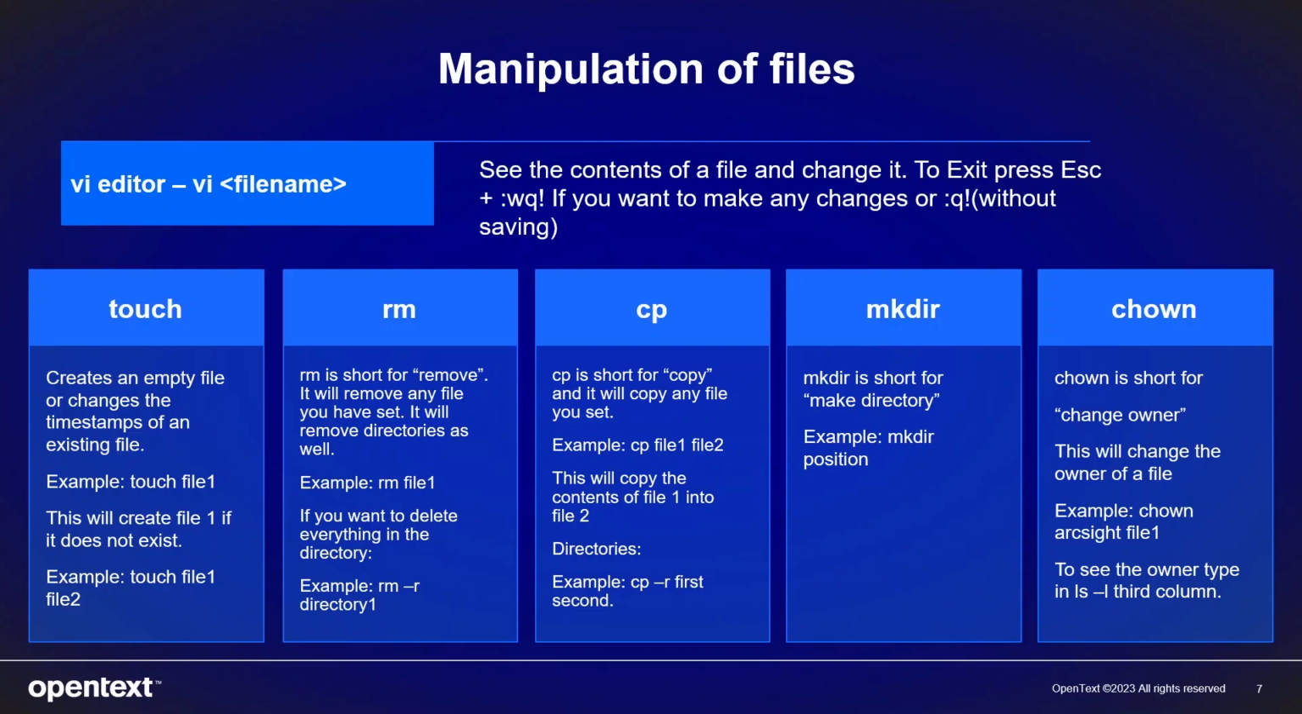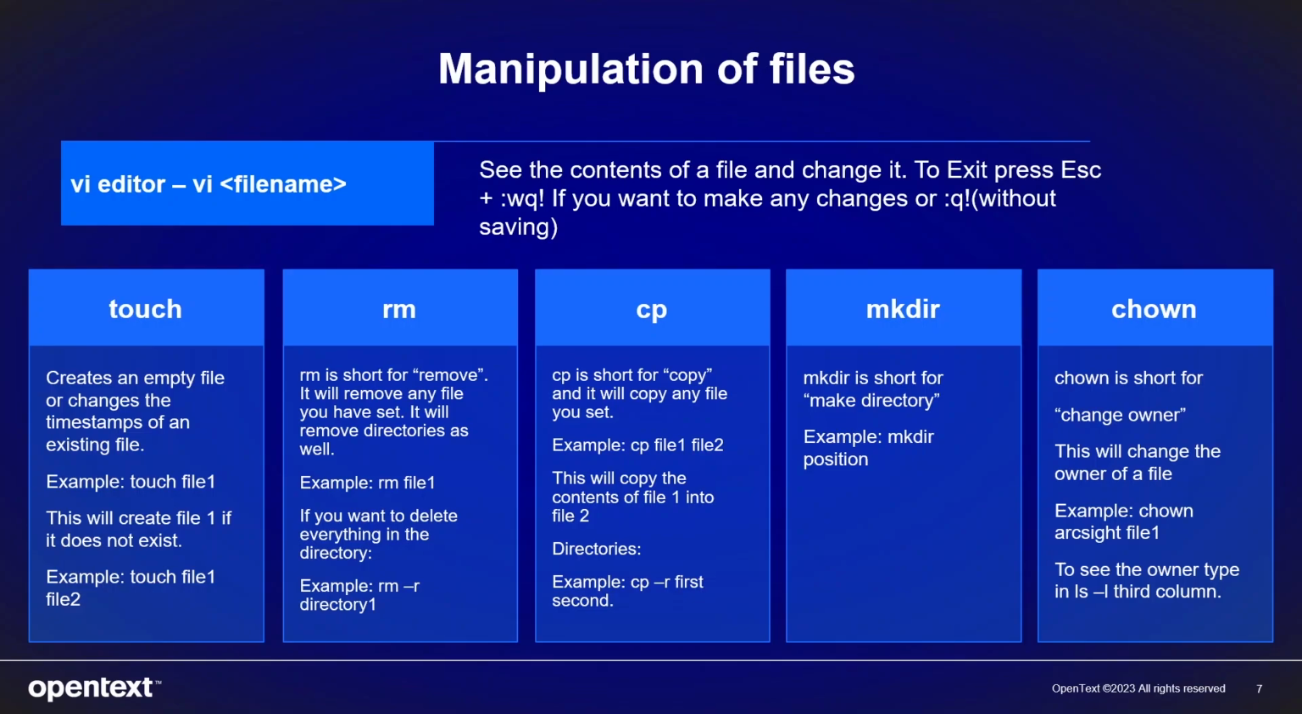The rm command is short for remove. It will remove any file you have set. It will remove directories as well. If, however, you want to delete everything in a directory, you have to use -r after the rm command in order for it to work. And the Linux environment will ask you if you really want to delete everything in that subdirectory.